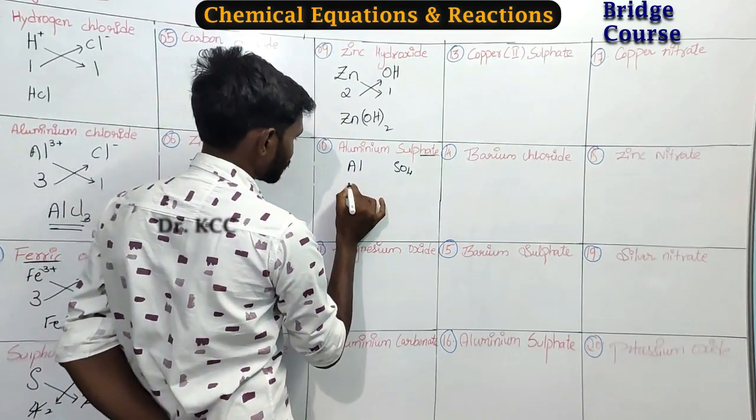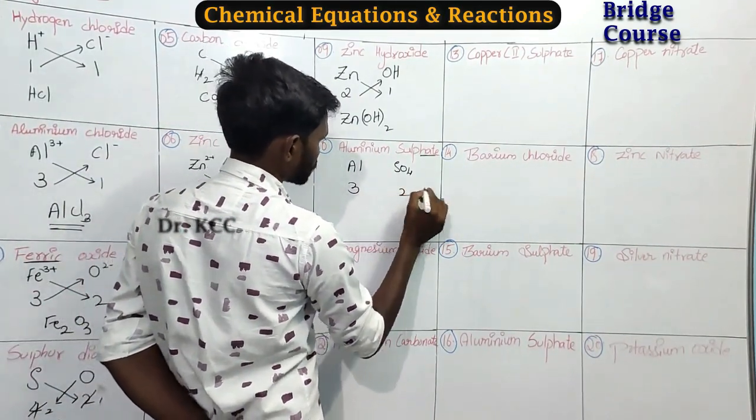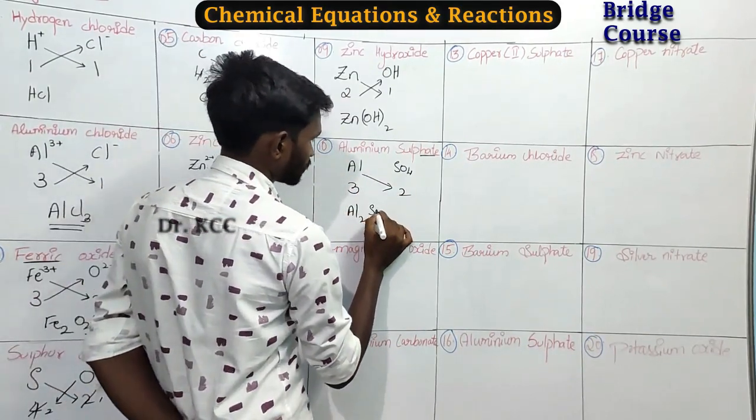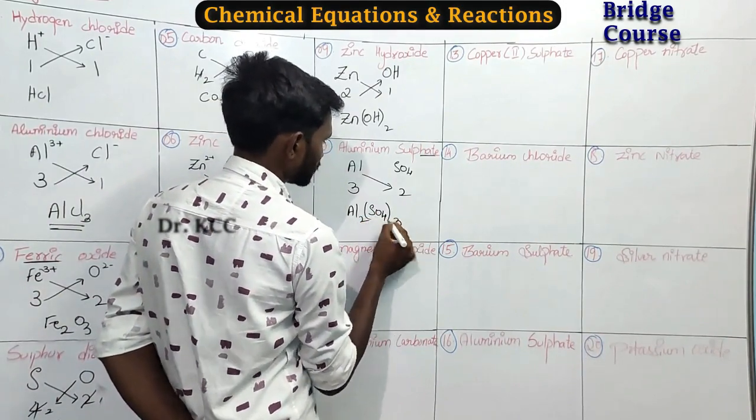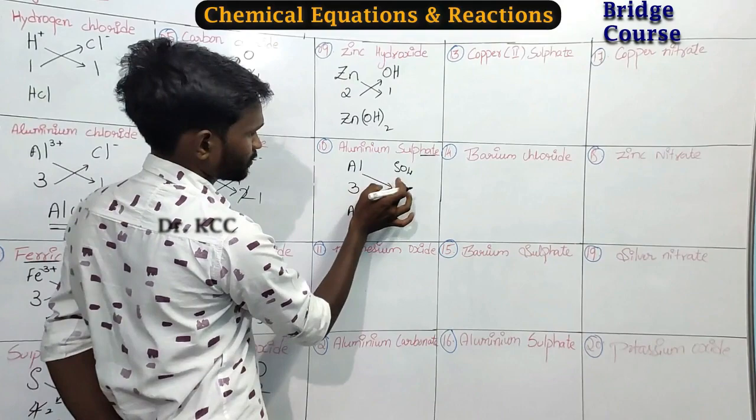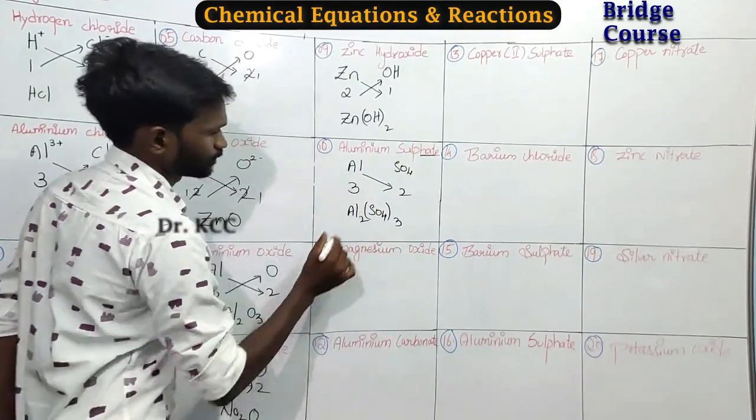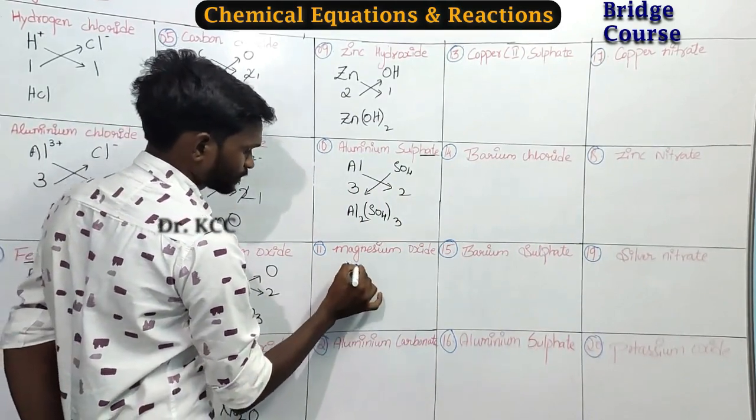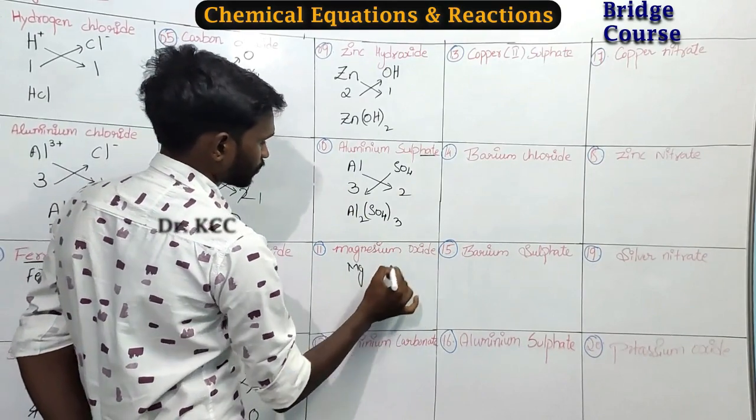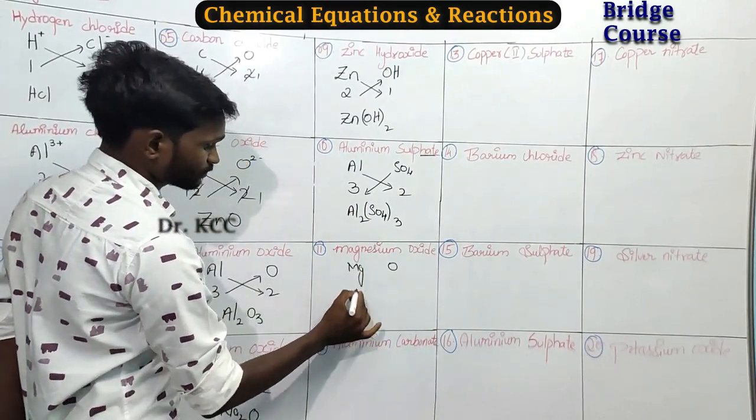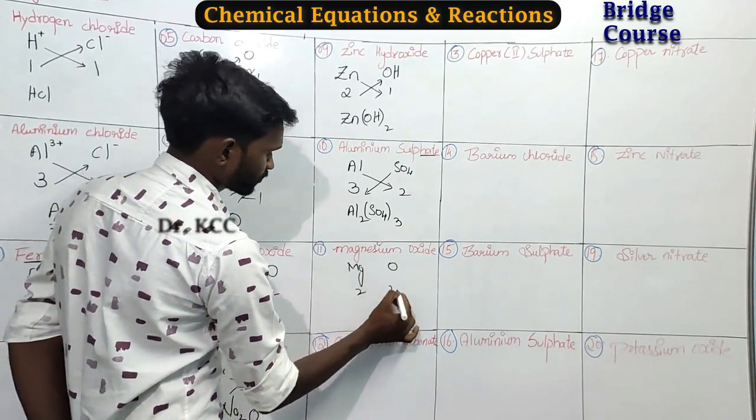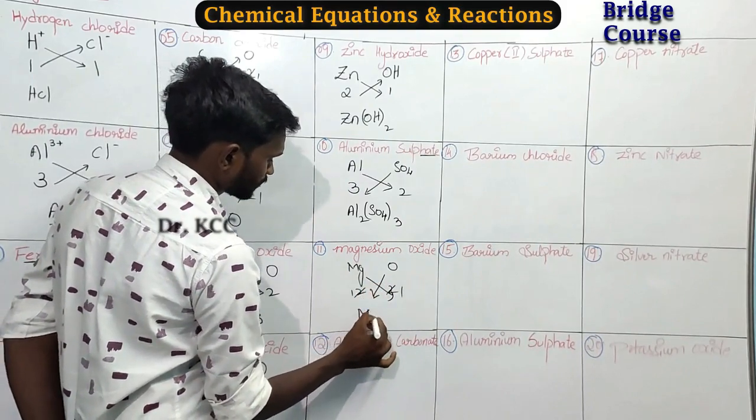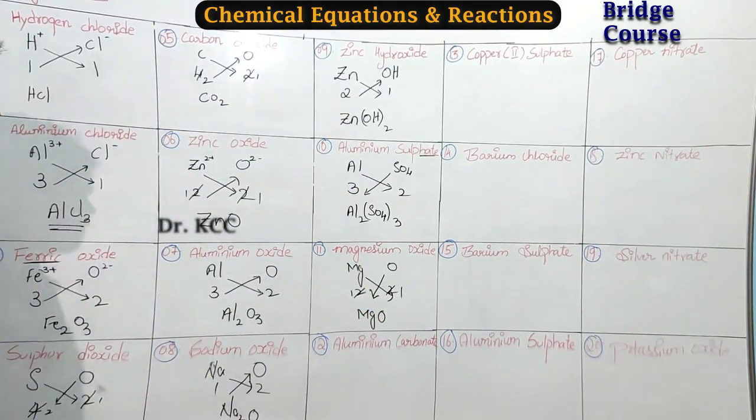We know the valency for aluminium is 3, sulfate is 2. Now cross multiply, you will get Al2 (SO4) thrice, because this 3 should be multiplied for the whole term, that is SO4 thrice. Clear? Next is magnesium oxide. So write the symbol for magnesium, Mg. Oxygen is O. What is the valency of magnesium? 2. Oxygen is 2. 2 ones are 2 ones are. So cross multiply, you will get MgO, magnesium oxide.